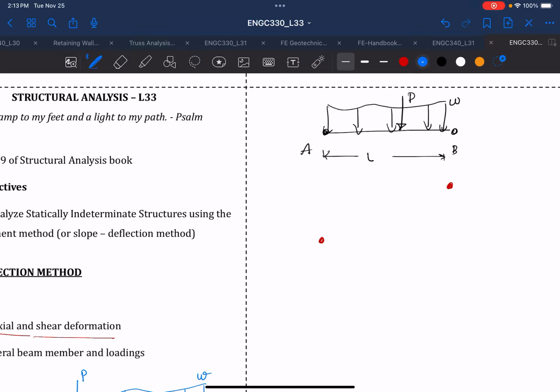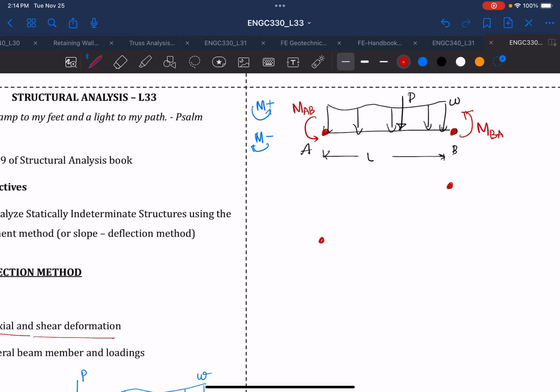Remember that in slope deflection we are interested in the moment at A, and in slope deflection, counterclockwise is positive at the joint, and clockwise is negative. So we are going to apply a counterclockwise, a positive moment MAB. MAB means the moment at joint A in member AB, and the moment at joint B of member AB will be MBA. So we're going to apply a positive moment.